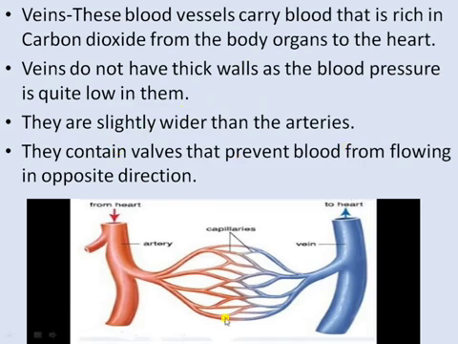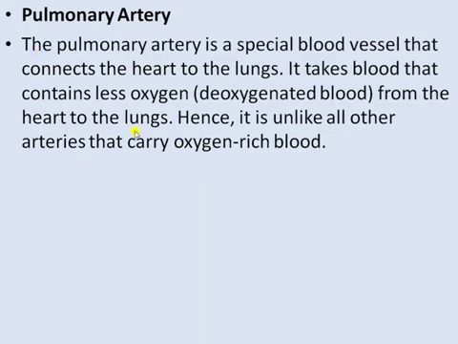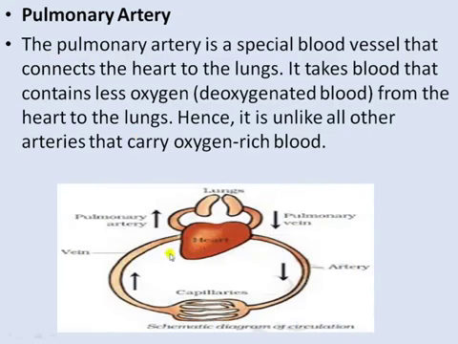And the capillaries are... The next thing is the pulmonary arteries. I have already told you about the pulmonary veins. The pulmonary artery is a special blood vessel that connects the heart to the lungs, because the pulmonary arteries take the blood that contains less oxygen. It contains the deoxygenated blood.